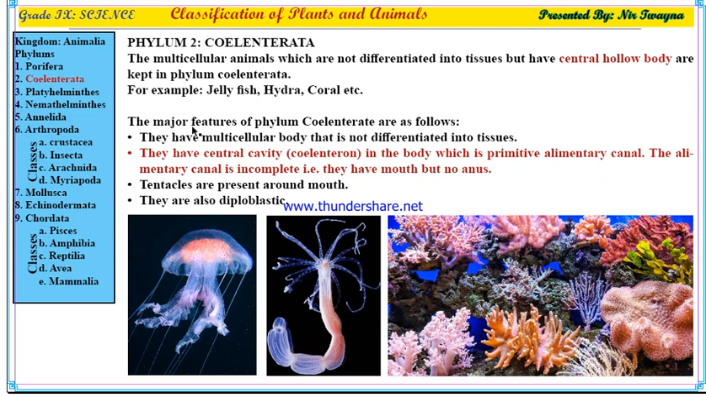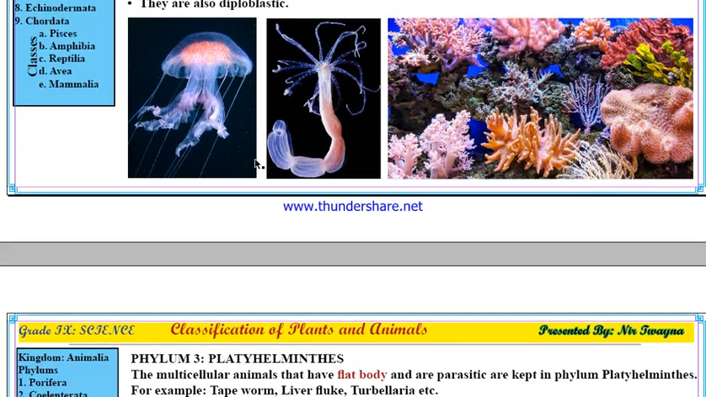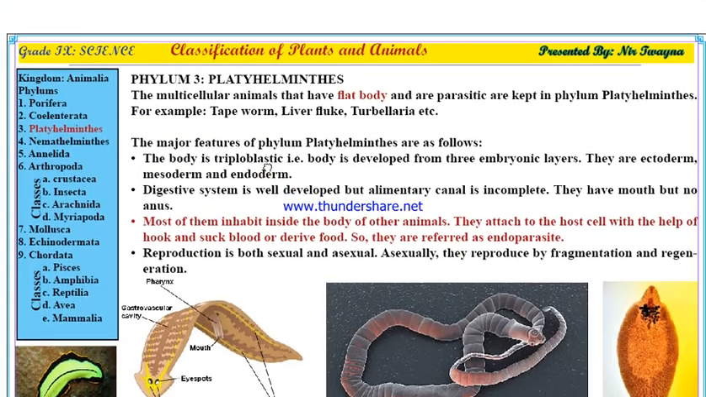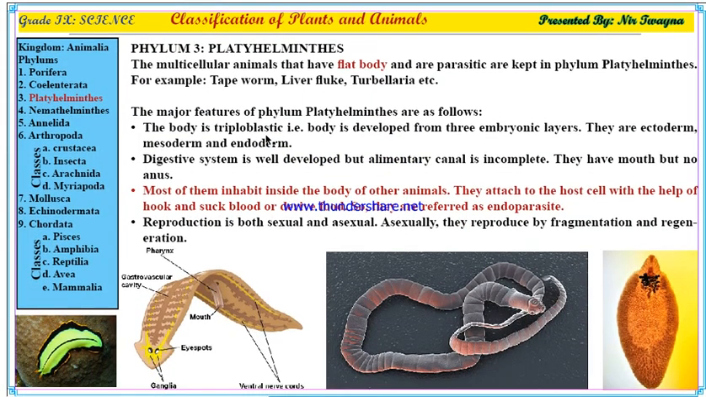Now let's go to the third phylum, Platyhelminthes. Look at the word platy. We are in phylum number 3, Platyhelminthes. The word platy means flat. Platy means flat, and helminthes means worms. These are basically called flatworms. Worm means having a long body.